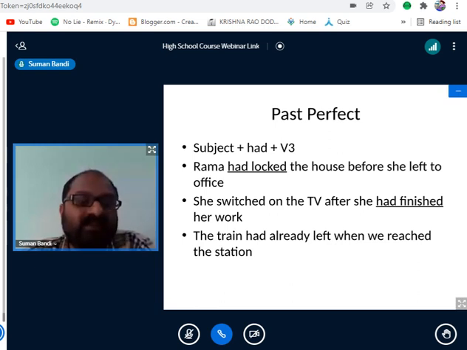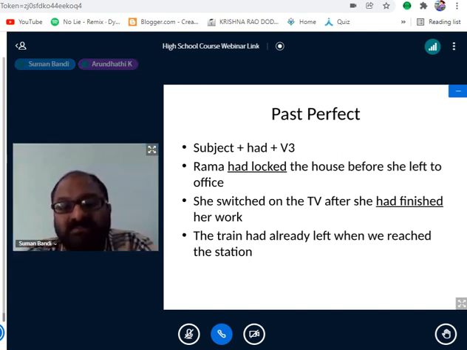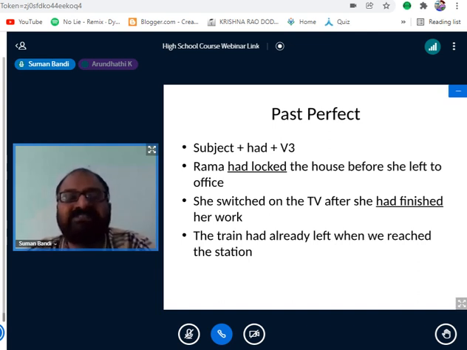"Children came out of the class before the bell had rung." Arundhati madam, there is a confusion in your idea. You used past perfect wrongly. Look at your sentence again. Which one happened first? Children coming out first or bell ringing first? Bell, sir. No, your meaning is bell. You are saying something, but your sentence means something else. That's why it's important to think clearly. Children came out from the class before the bell rang. If the bell rang first, how can the children come out?